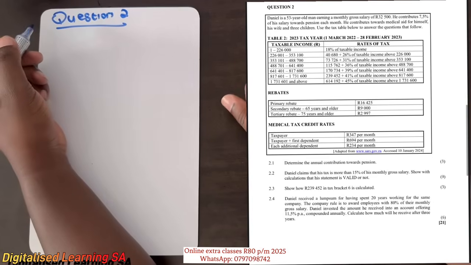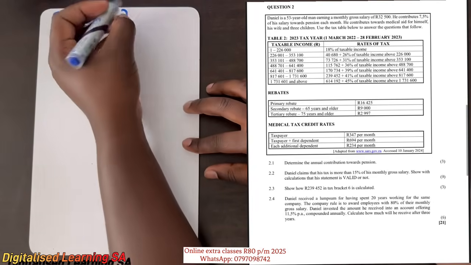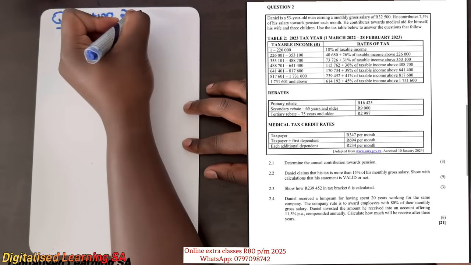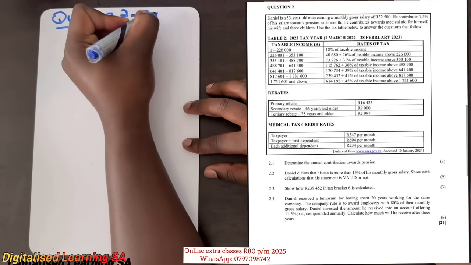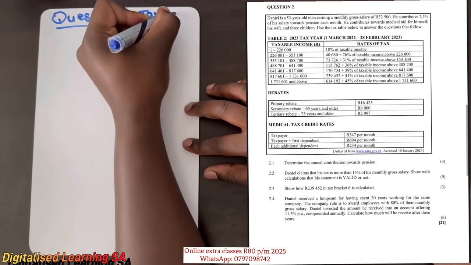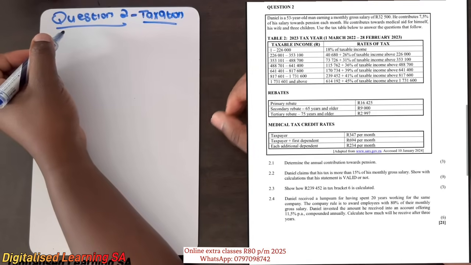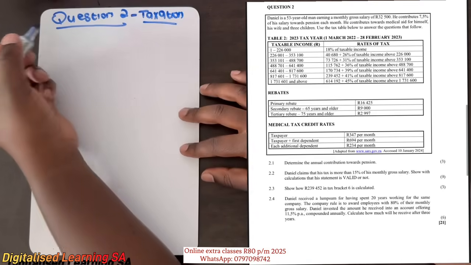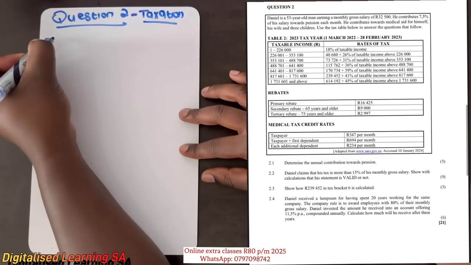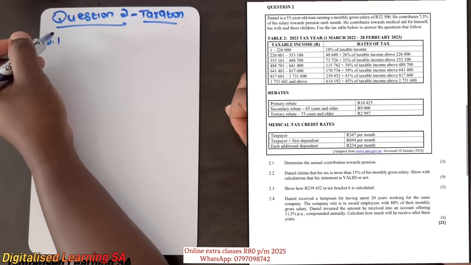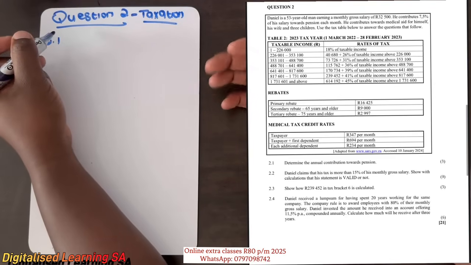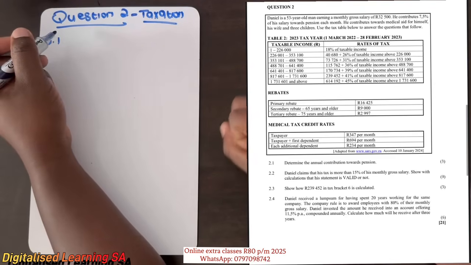So now let's start with question 2. Question 2 is mostly based on taxation. Let's go ahead and start with question 2, and we will start with question 2.1. But before we get to 2.1, let's first understand what is required from us.